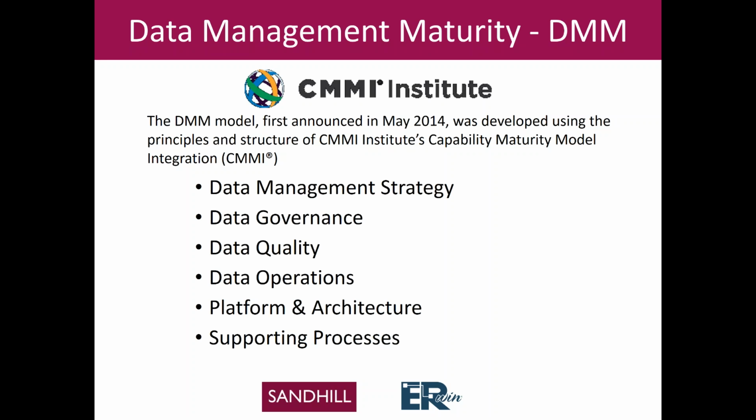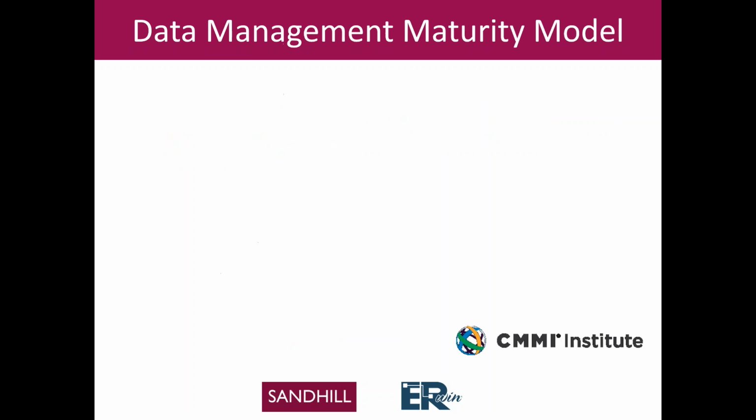So when they looked at what data management meant, they came up basically with 6 process areas: data management strategy, data governance, which is the one we'll be looking at today, data quality, data operations, effectively your life cycle, and the platform and architecture that supports it, and certainly the other supporting processes such as marketing, training, and things that cross all of the other 5 areas.